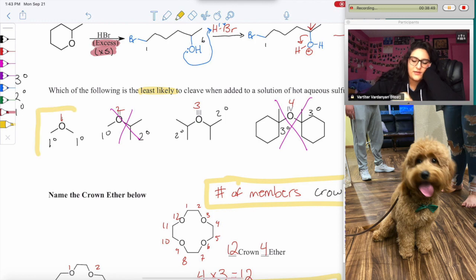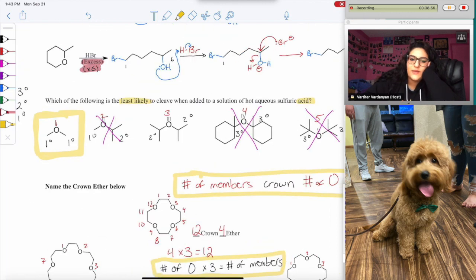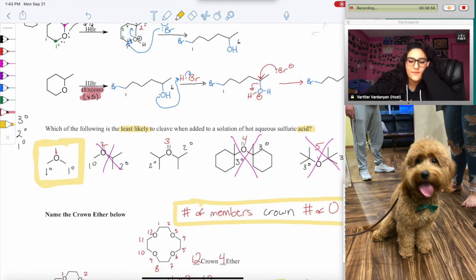And again, the reason why the primary side is the least likely to cleave is because we are going to form a carbocation, and it's going to be the least favorable because it will be the least stable one. That was a mouthful. You guys have any questions or you want me to repeat it, please let me know. I'll be patiently waiting.